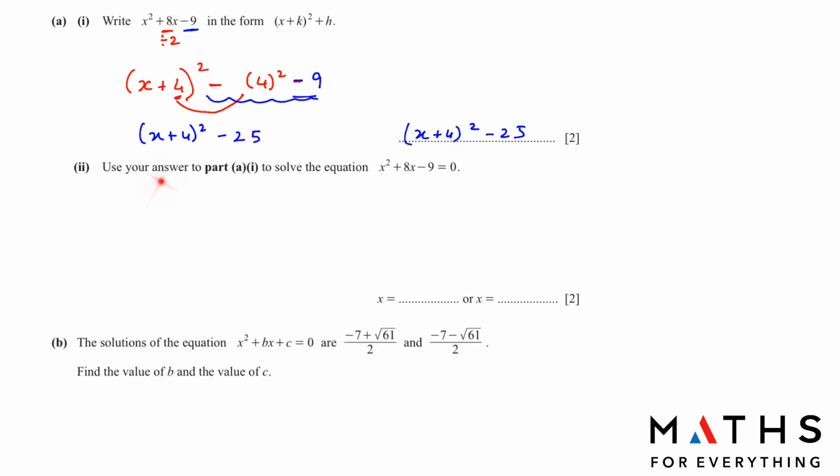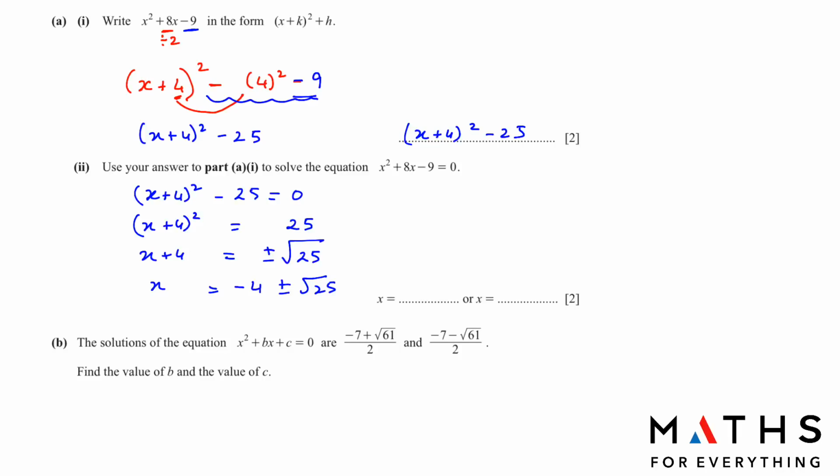The second part we have is to solve the equation when that equals 0. We have already done the difficult part. Now we have to just find x. First shift the negative 25 to the other side, it will become positive. And remember I said if it's a square, you always have to square root with a plus and a minus. Then shift the 4 to the other side, it will be negative 4. So x is equal to negative 4 plus square root 25. This will give you 1. And x is equal to negative 4 minus square root 25. This will give you negative 9. These are our two answers.